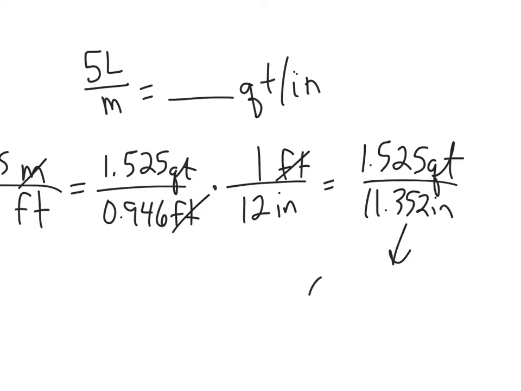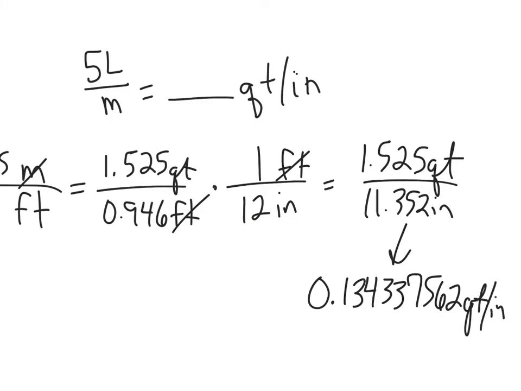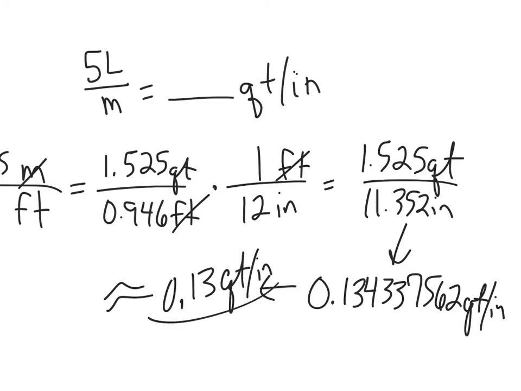And then if you divide that out, it's about 0.134337562 quarts per inch. Okay, and again, maybe they say the nearest hundredth would be 13 hundredths of a quart per inch. Okay, so biggest thing with these conversions, just really watch and make sure you're putting the right numbers in the right spots and make sure you're looking at the right conversion.